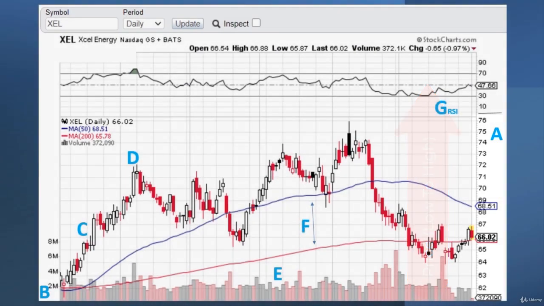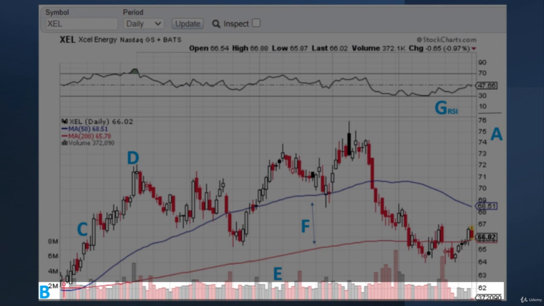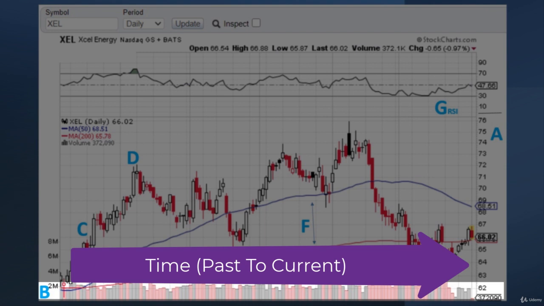So that's the right-hand side, or the vertical axis, which would be the price. On the bottom, the horizontal axis, and you can see the letter B there to the left, would be the time frame. And time would go from left to right. So farther back in time would be to the left, and more recent time would be to the right.